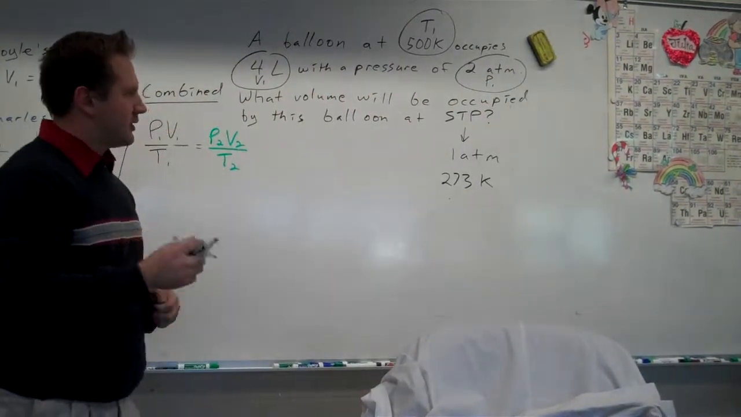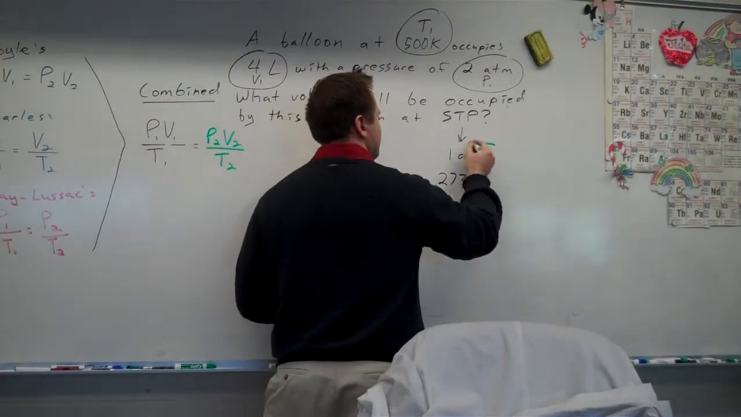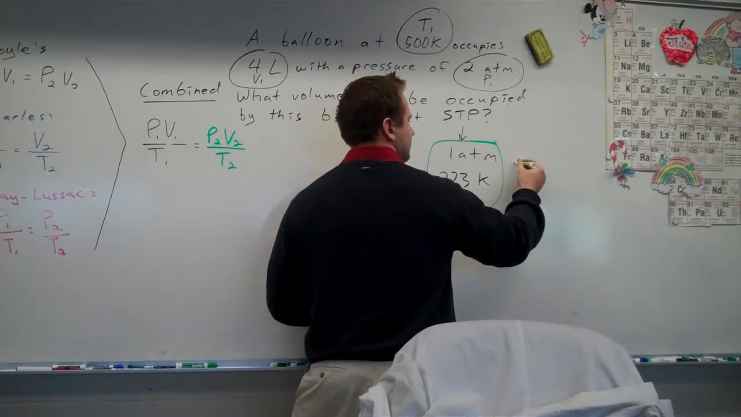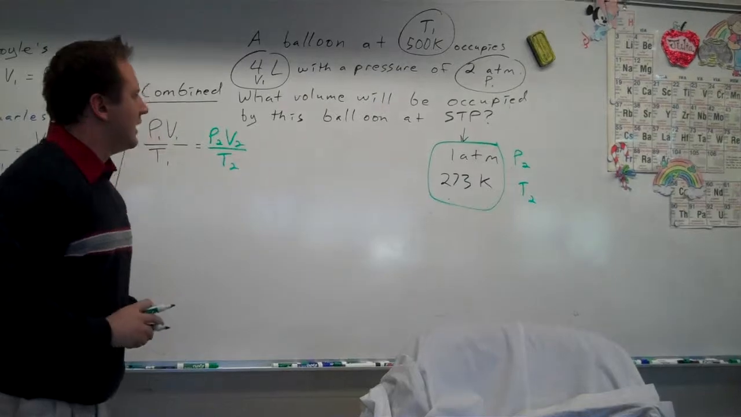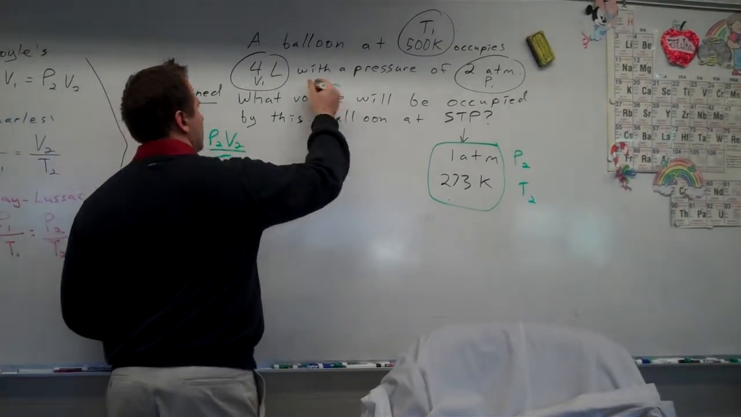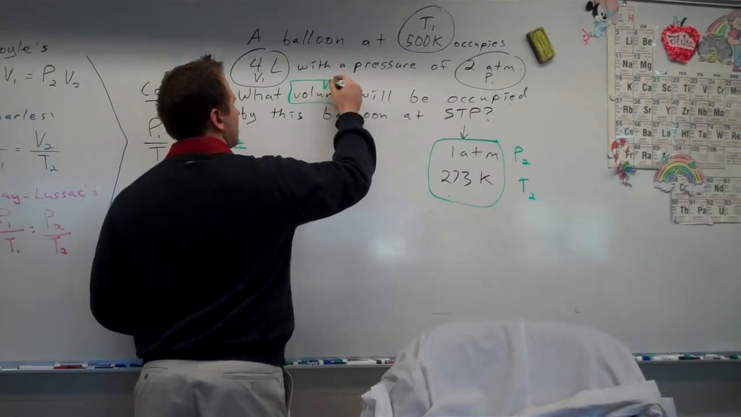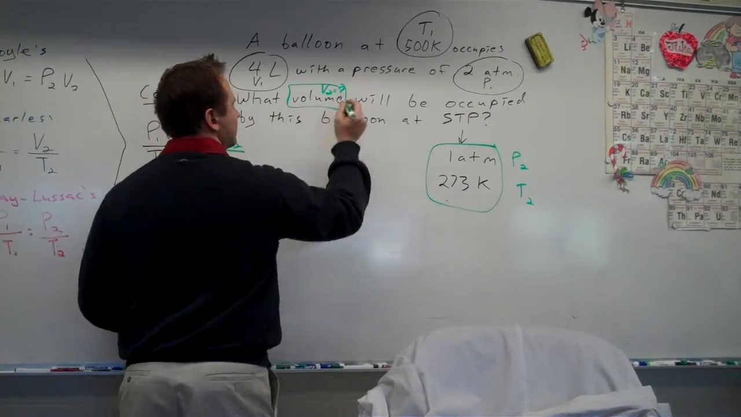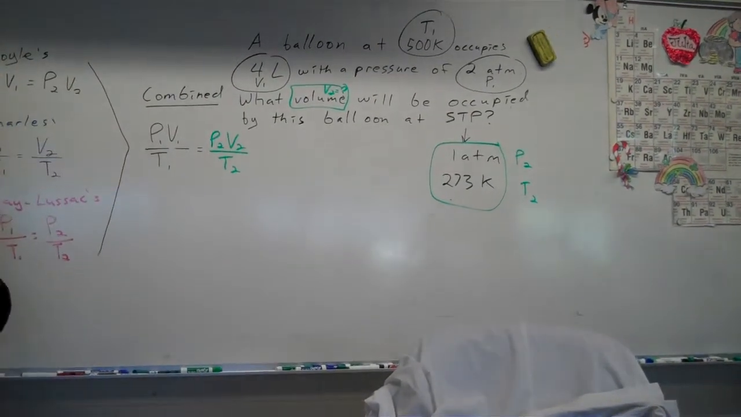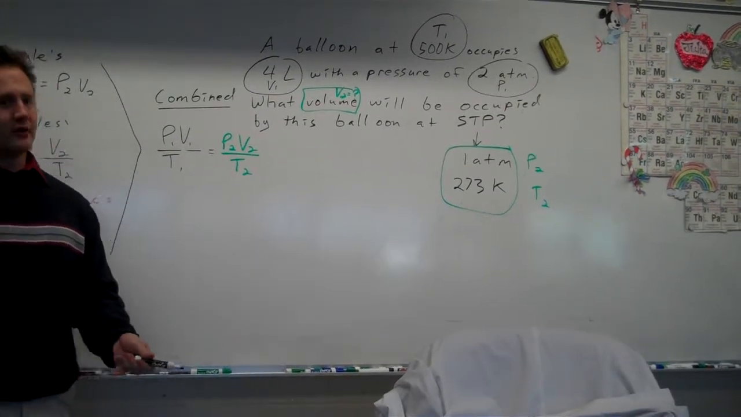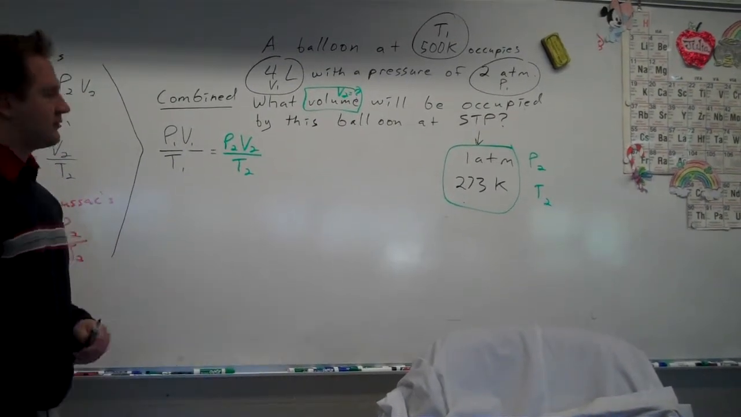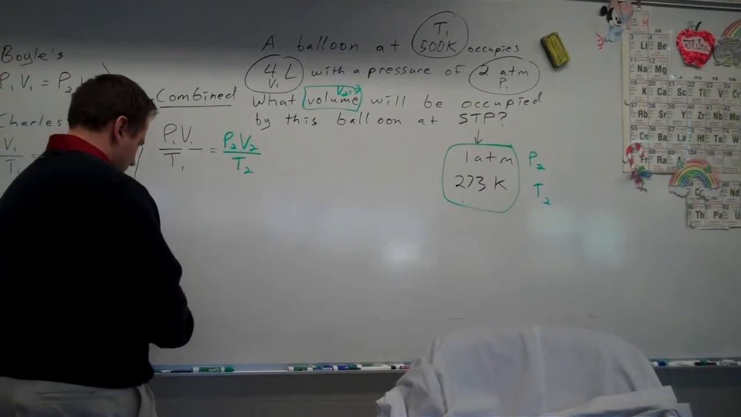And my final situations are the standard pressure and temperature, so this will be P2 and that will be T2. And then we're looking for what the volume will be. So this is our question mark, and that's our final volume. Whenever you're solving for a variable in an equation, you want to get it alone and on the top. It's already on the top, so now all we have to do is get it by itself.